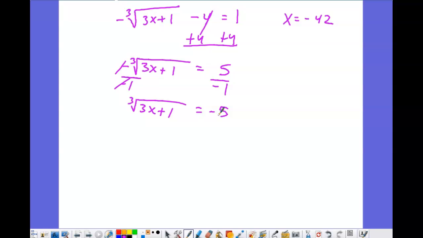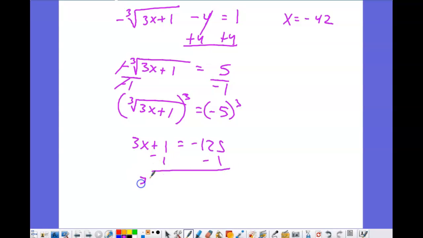Now, how do we get rid of the 3? Raise it to the power of 3, right? And so we end up with 3x plus 1 equals negative 125. Minus 1 on both sides. 3x equals negative 126. And I believe if you divide those, you would get negative 42. So, looks good.